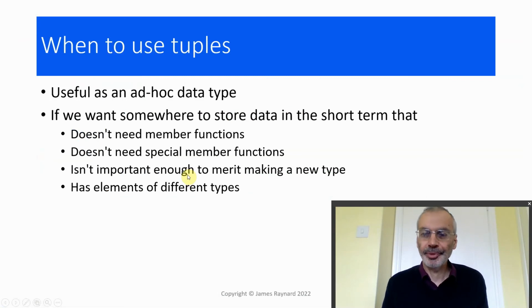So when would you want to use a tuple? One good example is if you have some data and you just want to stash it somewhere without too much trouble. If you don't want to write a class and think about member functions, special member functions and so on, and you're not actually going to use that type anywhere else. And this is especially useful if the data has elements of different types. Otherwise you could use a vector or an array or some other container.